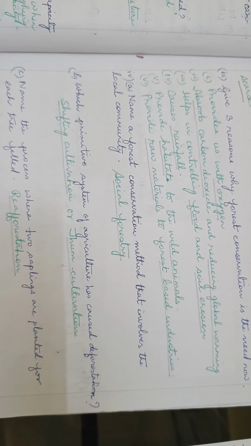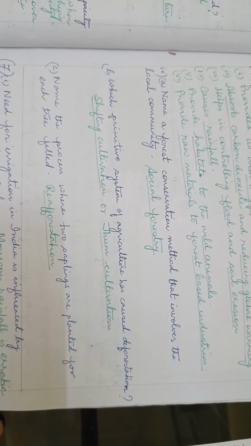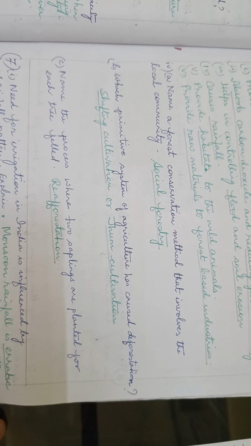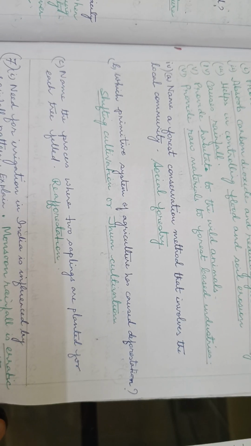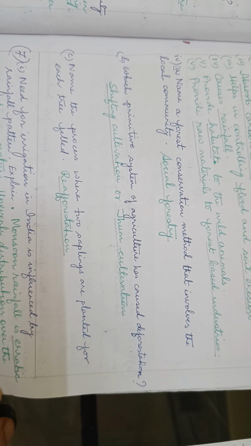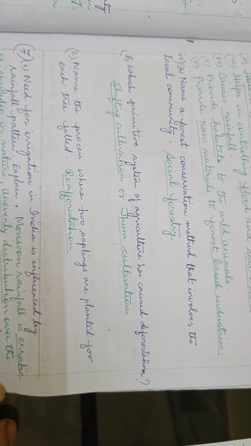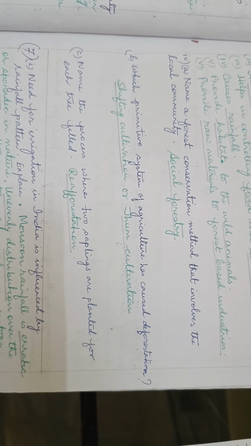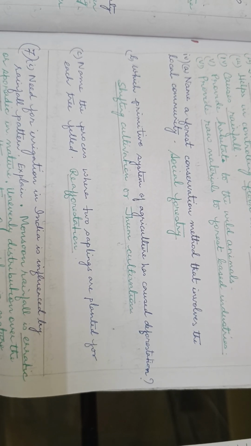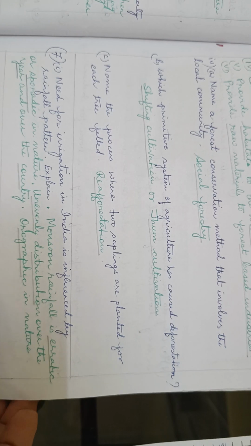Roman number 4a, the forest conservation method that involves the local community is social forestry. The primitive system of agriculture that has caused deforestation, you can write either shifting cultivation or jhum cultivation. Now, a process where 2 saplings are planted for each tree felled is reforestation.